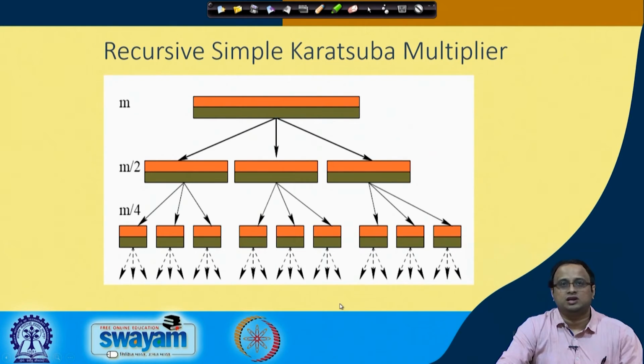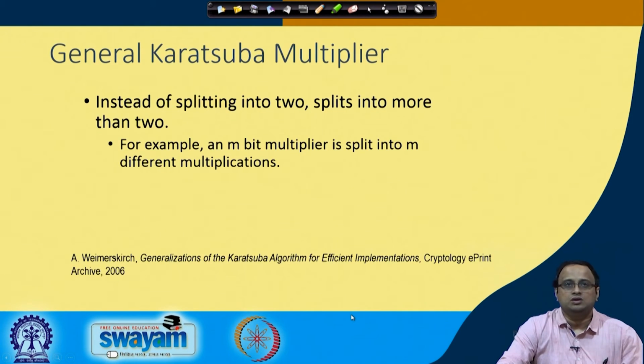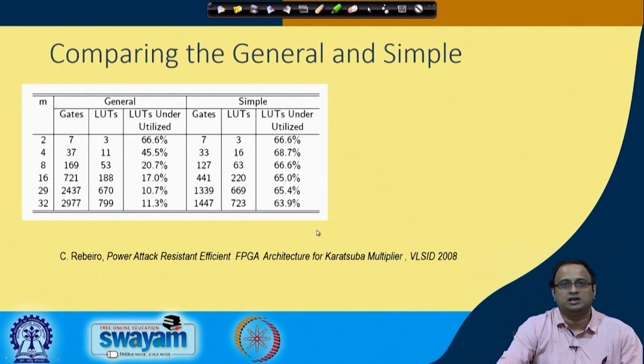So, therefore, thresholding is a very key step if you want performance when you are implementing Karatsuba multiplications. There is another flavor of Karatsuba multiplication called general Karatsuba multiplication. In general Karatsuba multiplication, instead of splitting into 2, we split into more than 2. For example, an m bit multiplier is split into m different multiplications, and that essentially leads to another flavor of multiplication called general Karatsuba.